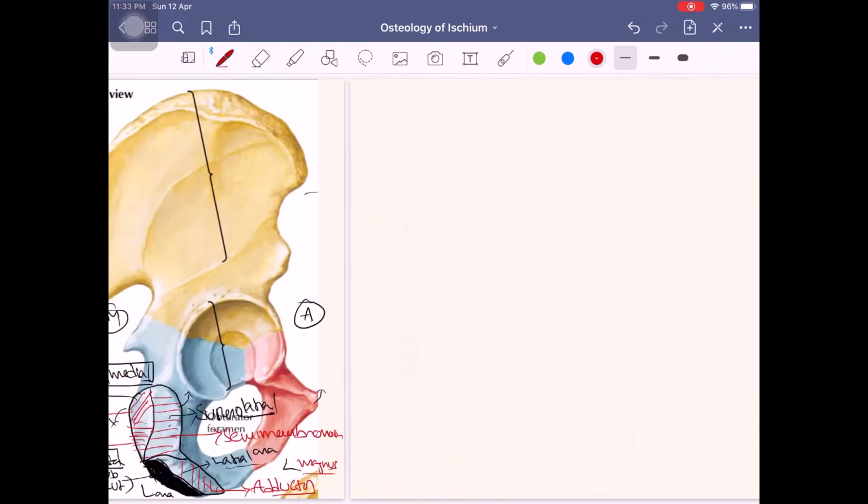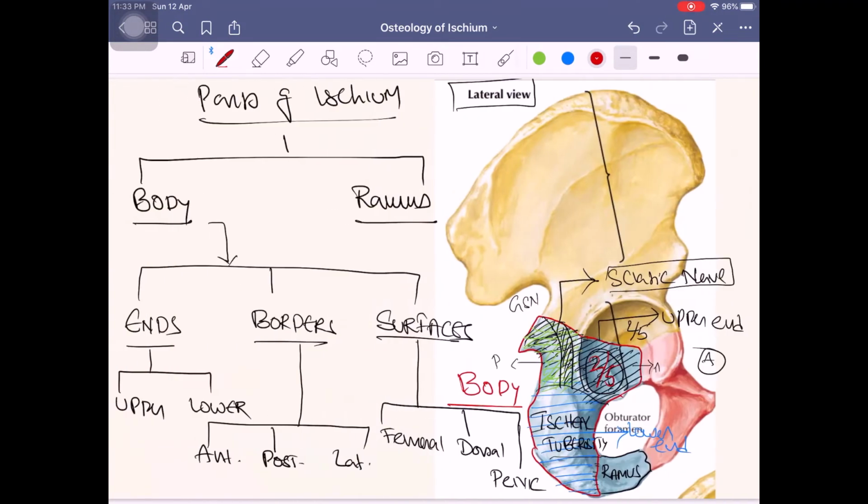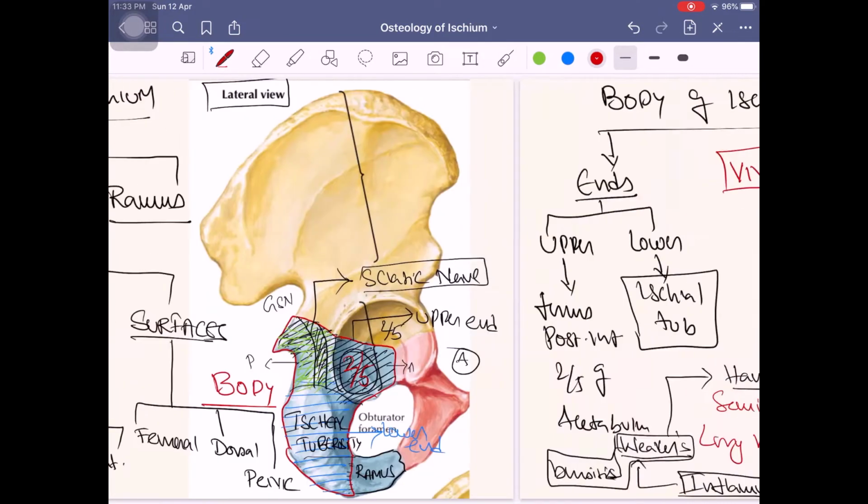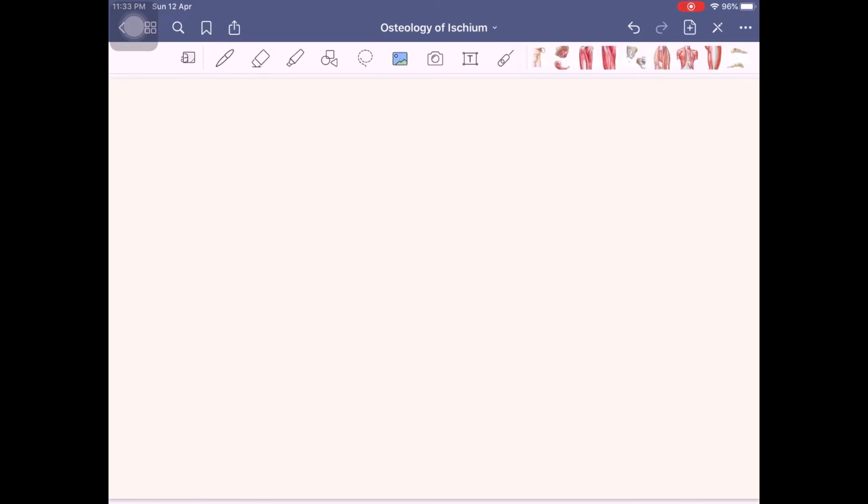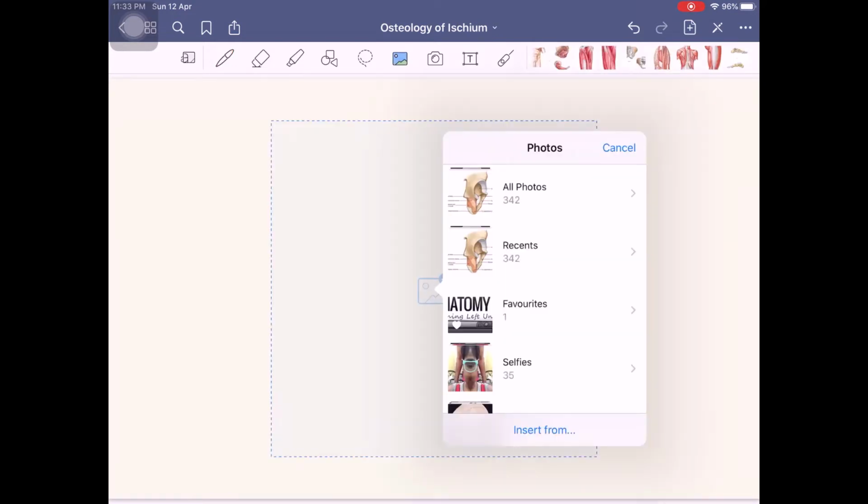Now we are done with the ends. If you remember, I told you in this we are doing the body. In the body we are done with the ends. In the ends we did the upper end forming the acetabulum, and the lower end forming the ischial tuberosity. Now we go to the borders. So let us talk about the borders. Again I'll bring the image.